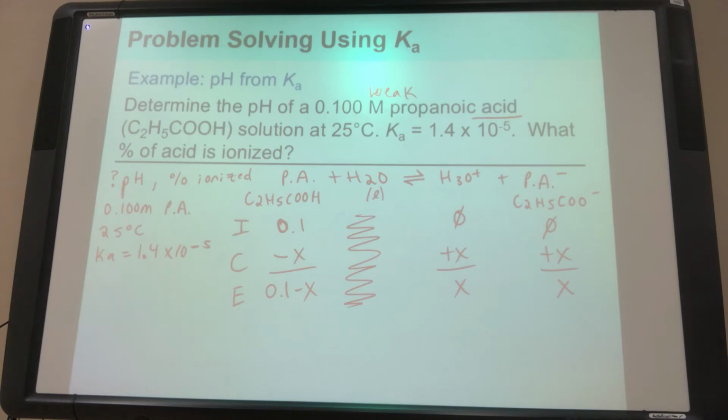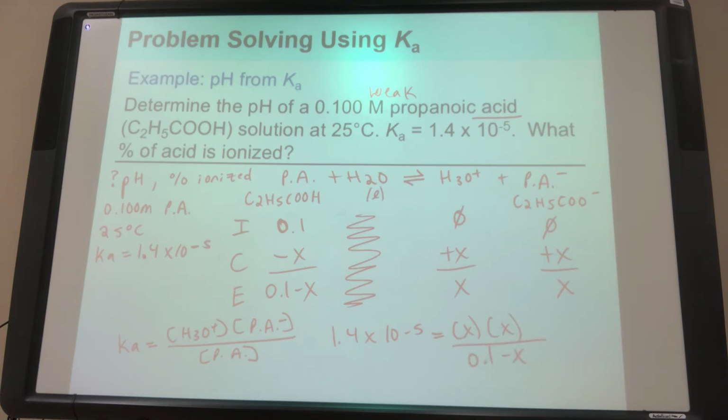So now let's write my Ka. My Ka formula should be my H3O plus times my acid ion over my acid whole, okay? Because water is a liquid, we don't include it. I know my Ka because they gave it to me. So 1.4 times 10 to the negative 5 is equal to x, x, over 0.1 minus x.